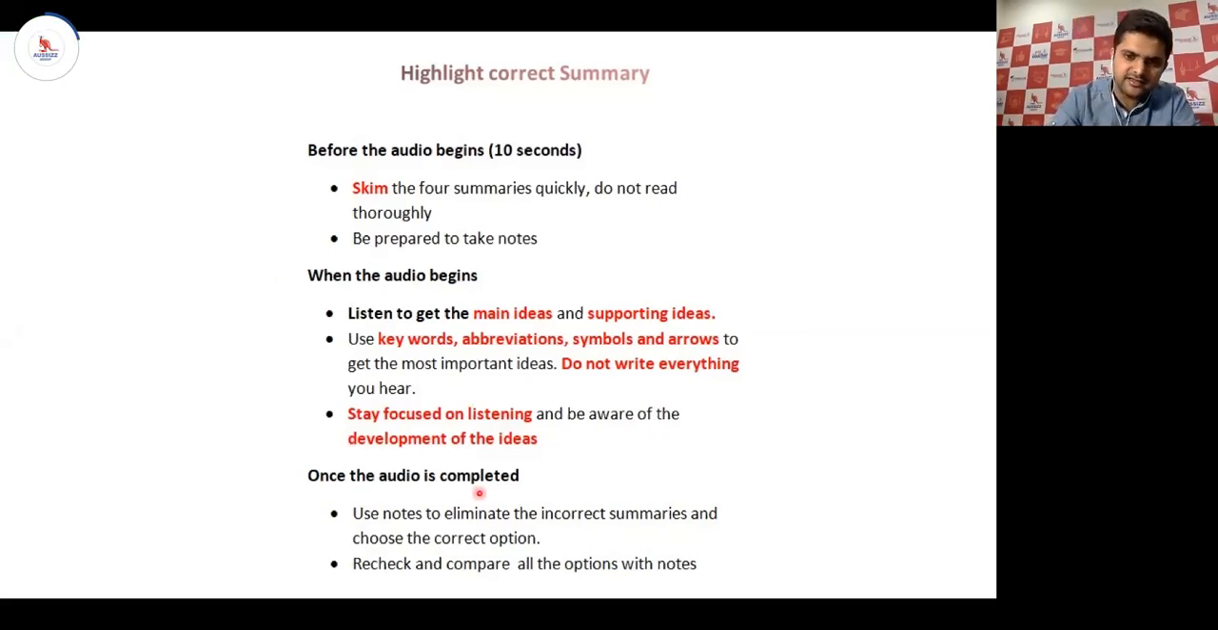Once that is done, use the notes that you have, or whatever you have listened to and understood. Use those key points or main points to compare with the summaries, eliminate the incorrect summaries and choose the correct one. And then at last, make sure that you recheck everything. Once the audio is completed, try to do this part as quickly as possible. Be very quick, because if you have skimmed and understood what you have to listen to, listened and got the main ideas, and made notes, then you don't need to spare much time finding the right answer. It could be done very quickly.